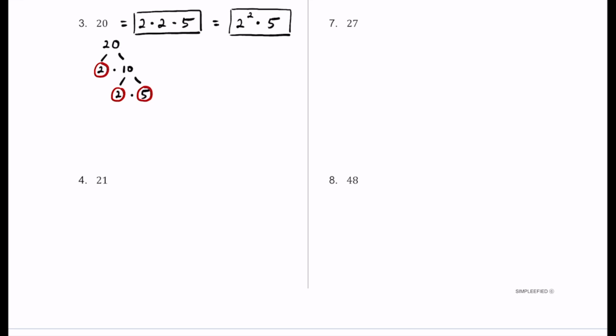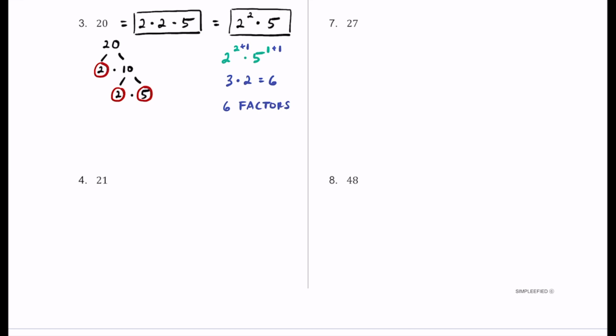Now, to figure out the total number of factors 20 has, let's go ahead and take the prime factorization using exponents and add 1 to each of their powers. So again, remember this 5 has an invisible 1 there. It lets us know they have 1 5. You're going to add 1 to that. 2 plus 1 is going to be 3, 1 plus 1 is going to be 2, so 3 times 2 is going to be 6. So we know that the number 20 has exactly 6 factors.